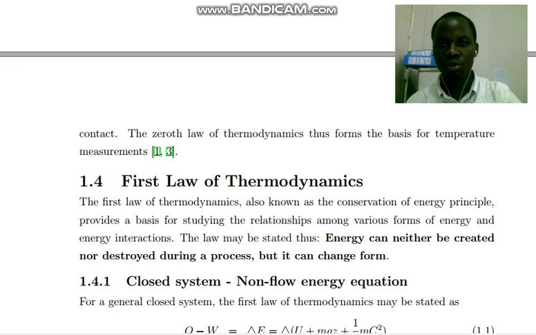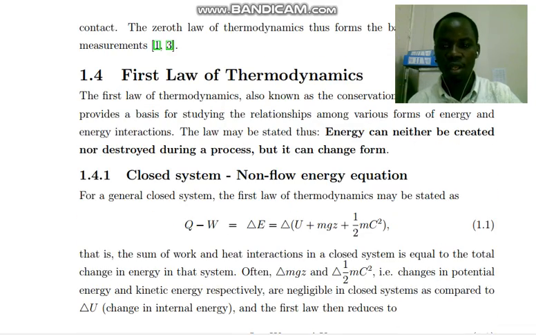Let's now get into the first law of thermodynamics. The first law of thermodynamics is also known as the conservation of energy principle and provides a basis for studying the relationship among various forms of energy and energy interactions. The law may be stated as: energy can neither be created nor destroyed during a process, but it can change form. So let's look at the analysis of a closed system, where we have the non-flow energy equation.